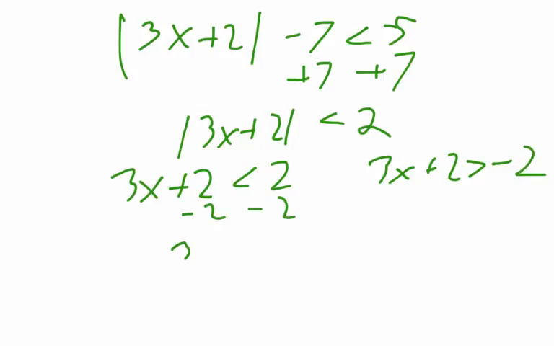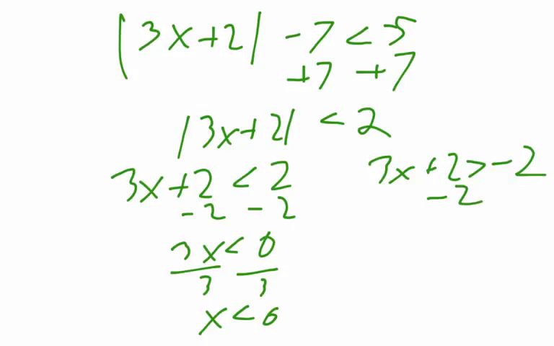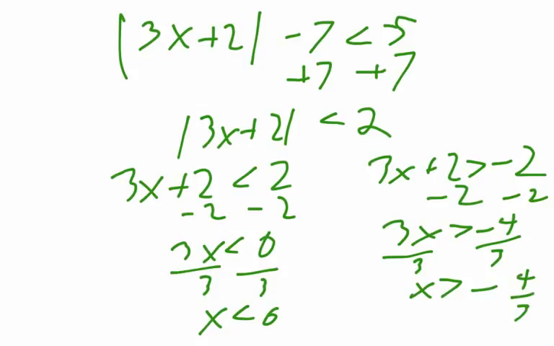Subtract the 2. Divide by 3. X is less than 0. Over here we got subtract 2. Divide by 3. And we have, that's -4/3.